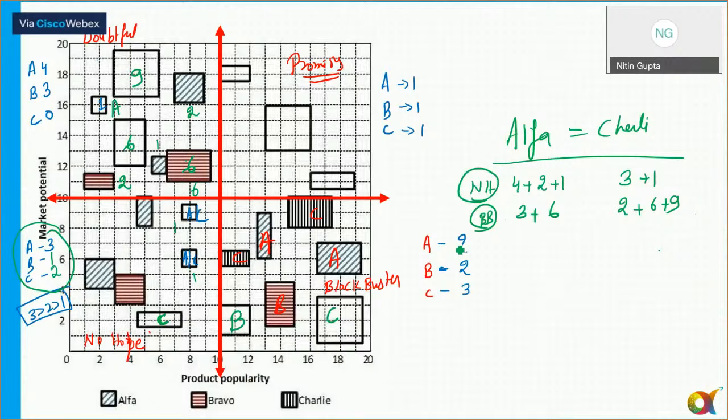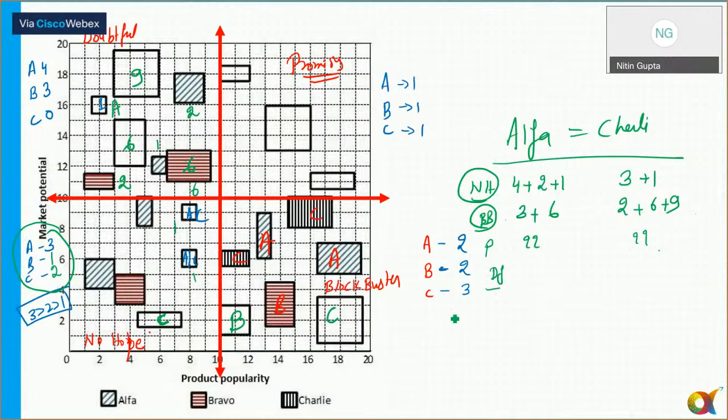Let's write this down here. Now, in the promising category, we are not sure which one is Alpha and which one is Charlie. So just leave that here. We have no idea about the promising category. Have we identified anything regarding the promising category? No. And the last one is the doubtful category.